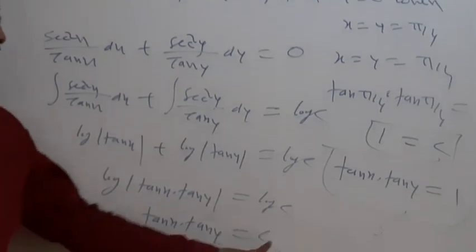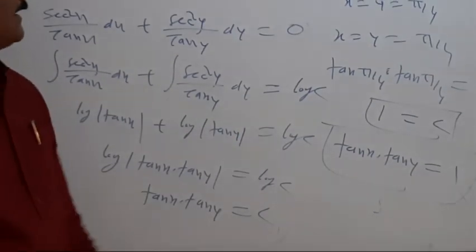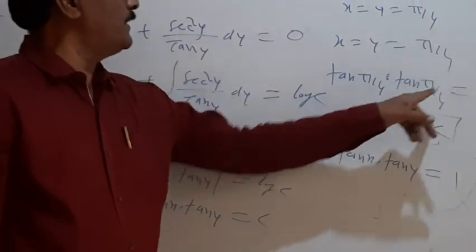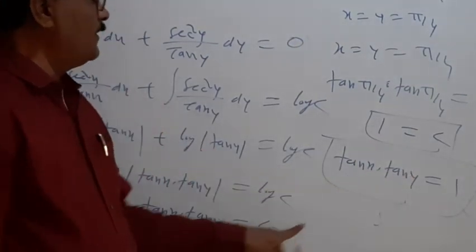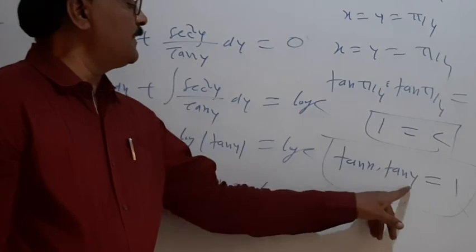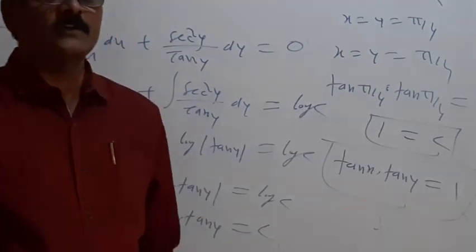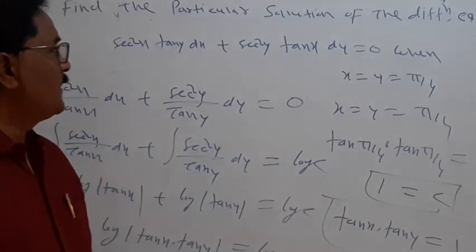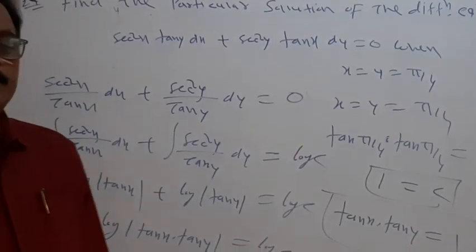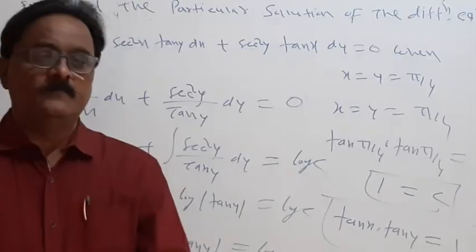Tan x into tan y is equal to c is the general solution. After giving the values of x and y, put them here and find the value of c, then put this value of c as 1. So tan x into tan y is equal to 1 is the particular solution of the differential equation. Some more examples on the particular solution in the next video.